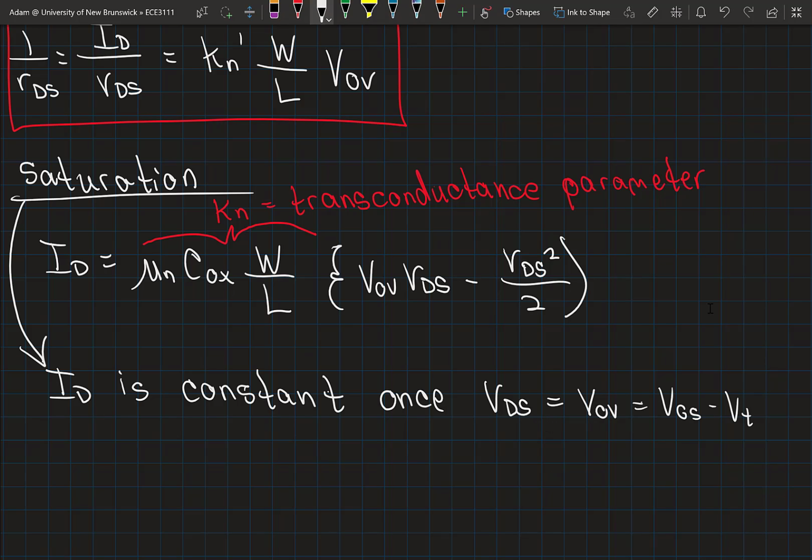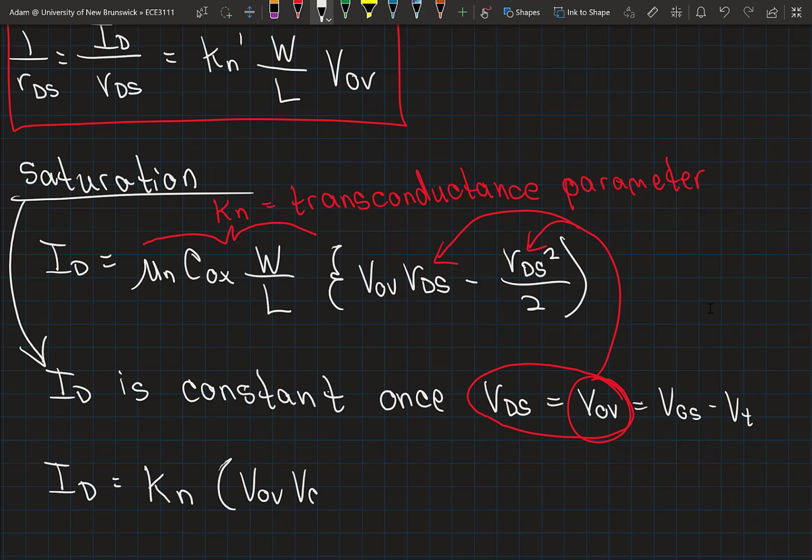Okay, so I'm going to leave that for a second. And if we substitute in everywhere, so if VDS is equal to the overdrive voltage at this region of interest, well then we can just take the overdrive voltage and substitute it into this equation in both places where we have the drain to source voltage. Okay, so my expression, I'm just going to use Kn now, becomes the overdrive voltage times the overdrive voltage minus the overdrive voltage squared divided by 2.